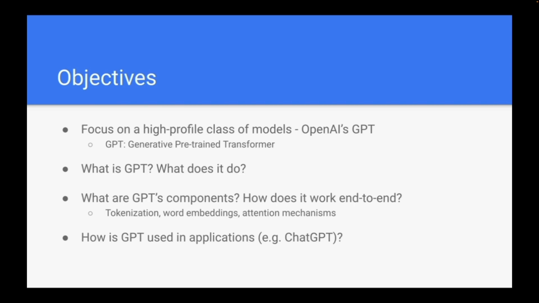And then I'll talk a little bit at the end about how GPT is actually used in applications like ChatGPT. It's actually used in a lot of other applications. It's all over the place already. So it's usually a component. So we'll talk a little bit about that. All right.